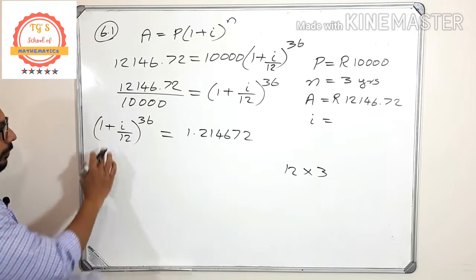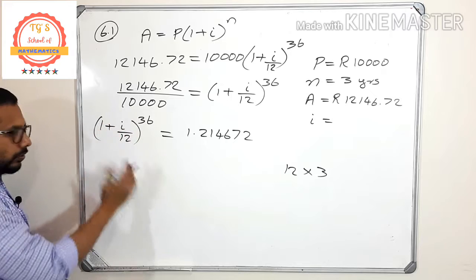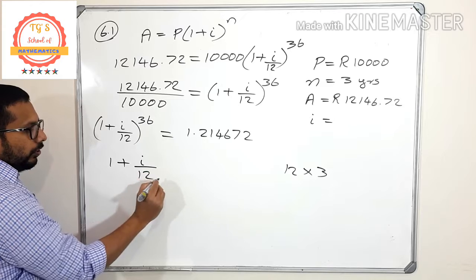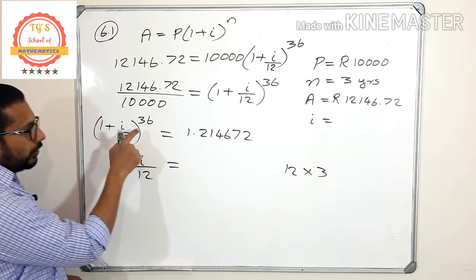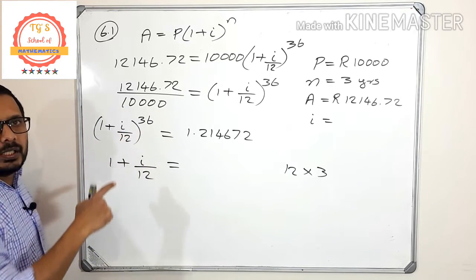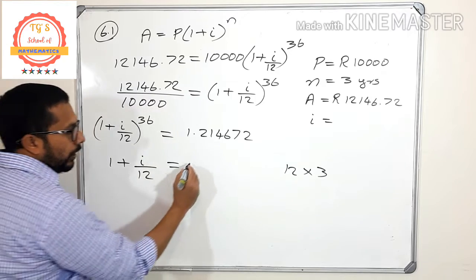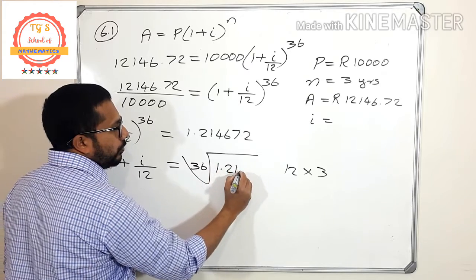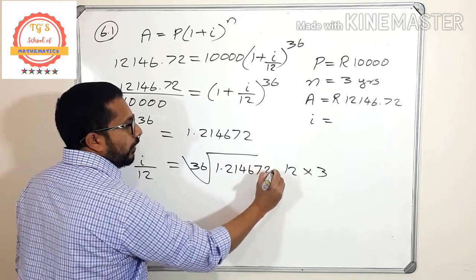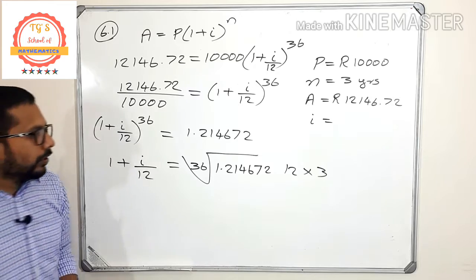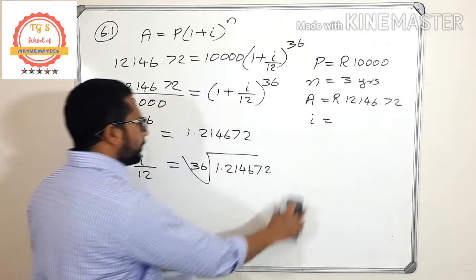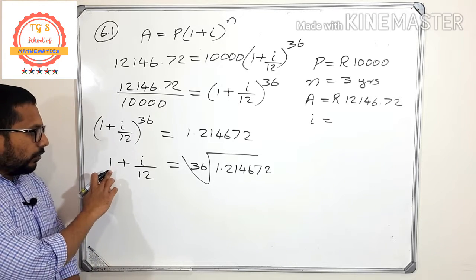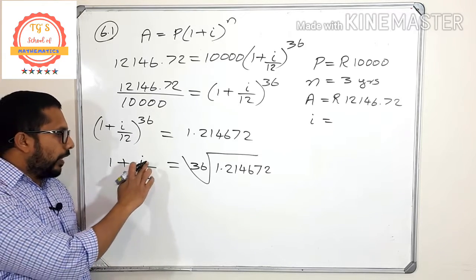Okay, so next step I want to find what is in the bracket. Look at what I am going to write. 1 plus i divided by 12 is equal to, I want to remove this raised to 36, so what must I do? The 36th root of 1.214672. Now look at this. What is our aim? We have to find the value of i.